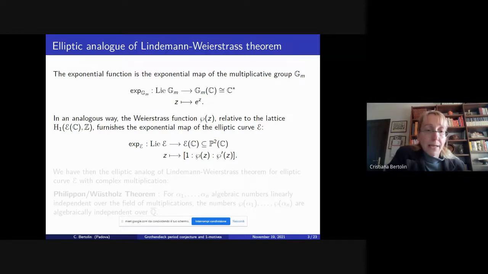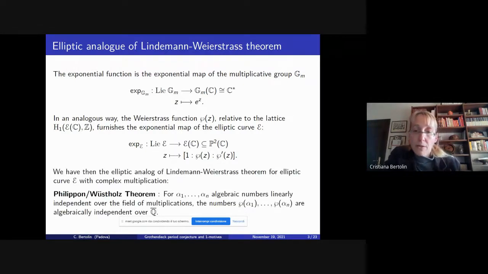So we have an elliptic analog of the Lindemann-Weierstrass theorem for elliptic curves. This is a theorem proved by Philippon and independently by Bertrand. They show that if we take alpha 1, ..., alpha n algebraic numbers linearly independent over the field of complex multiplication of the elliptic curve, then the numbers p(alpha 1), ..., p(alpha n) are algebraically independent over Q bar. So this is the elliptic analog of Lindemann-Weierstrass.